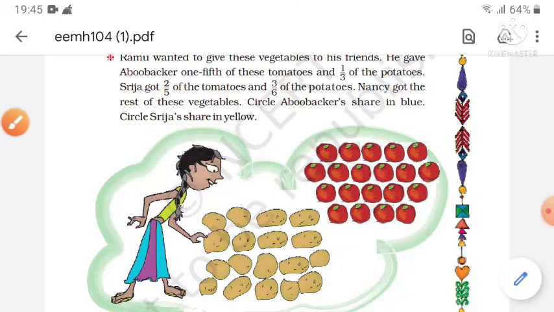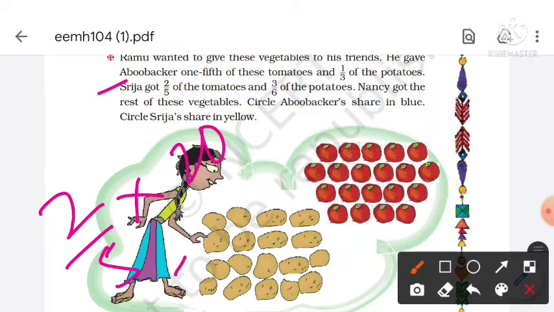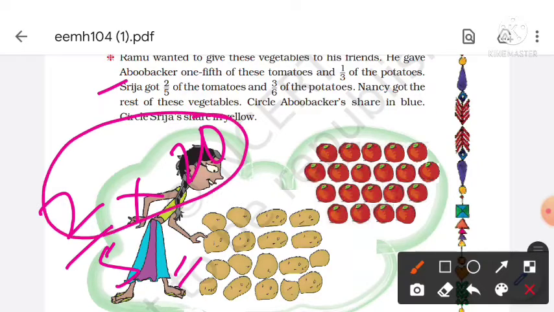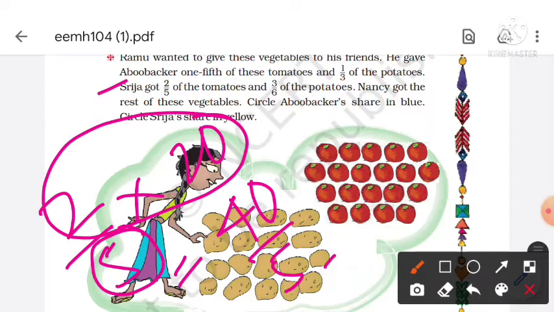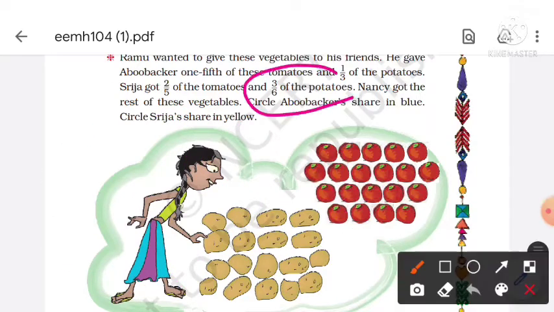Next is Srija. Srija got 2 by 5 of the tomatoes. So "of" means multiplication sign. So 2 by 5 of the tomatoes means multiplied with the number of tomatoes, we know here it is 20. So 20 into 2, that is 40, and that is 5. So 40 by 5, that is 8. So Srija got 8 tomatoes and 3 by 6 of the potatoes.